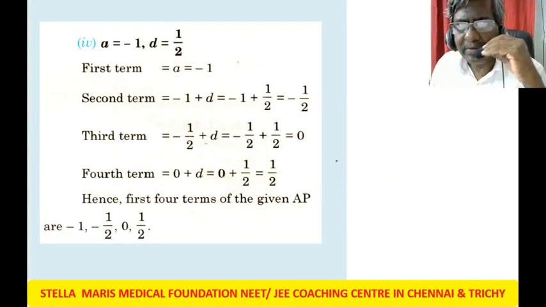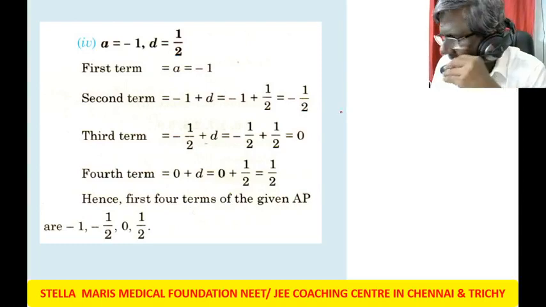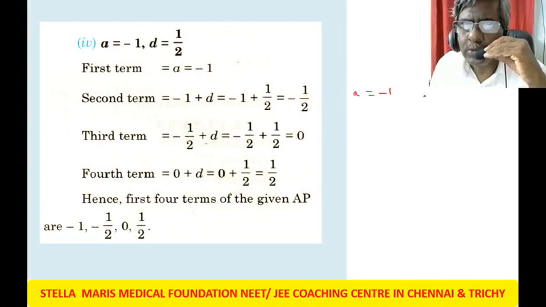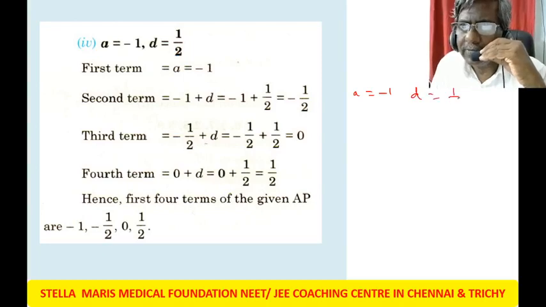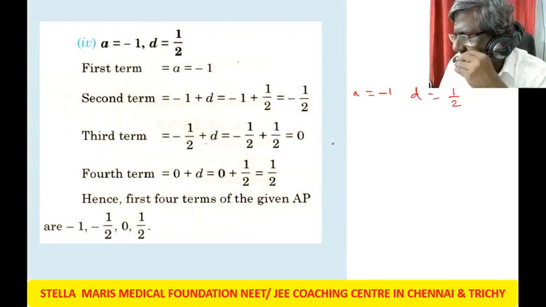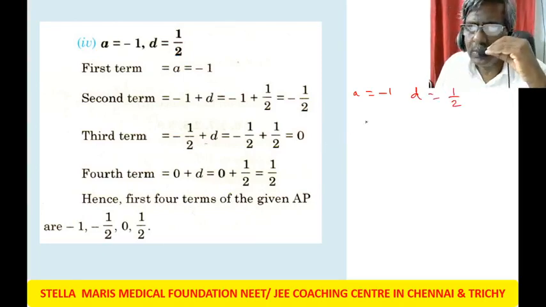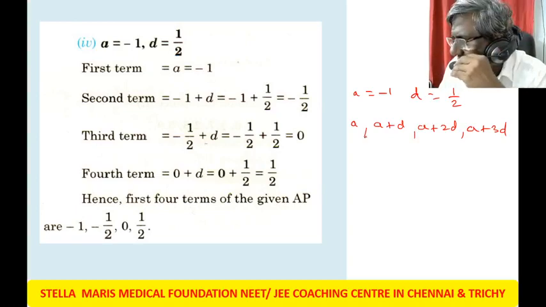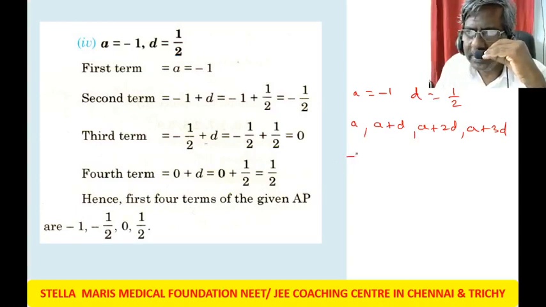Fourth one, they say the first term is a. A is equal to minus 1. D is equal to half. Clear? Now we have to find out the 4 terms. So terms will be like this: a, a plus d, then a plus 2d, then a plus 3d. The AP is like this only. What is a? a is minus 1.